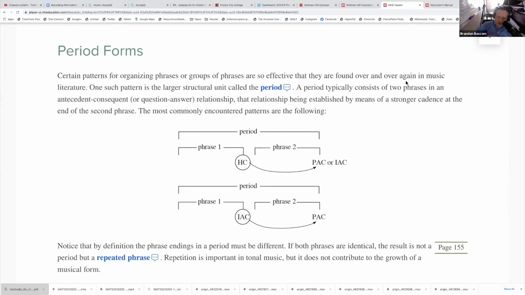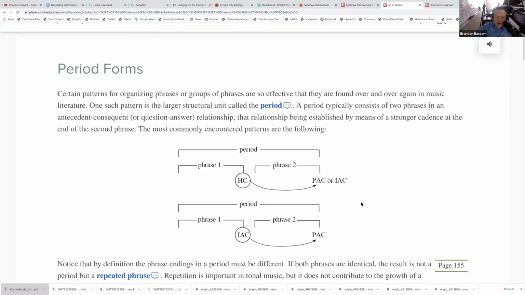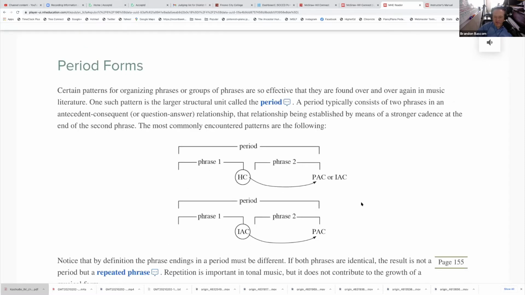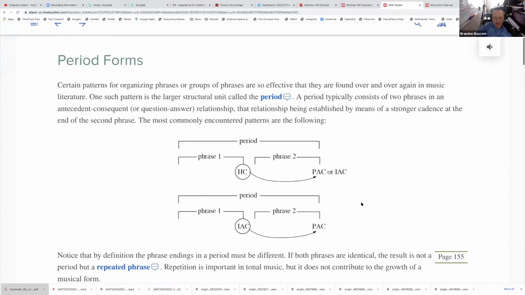Period: phrase 1 ending in a half cadence, phrase 2 ending in a PAC or IAC. Or, period: phrase 1 ending in an IAC, phrase 2 ending in a PAC. Notice that by definition, the phrase endings in a period must be different. If both phrases are identical, the result is not a period, but a repeated phrase. Repetition is important in tonal music, but it does not contribute to the growth of a musical form.